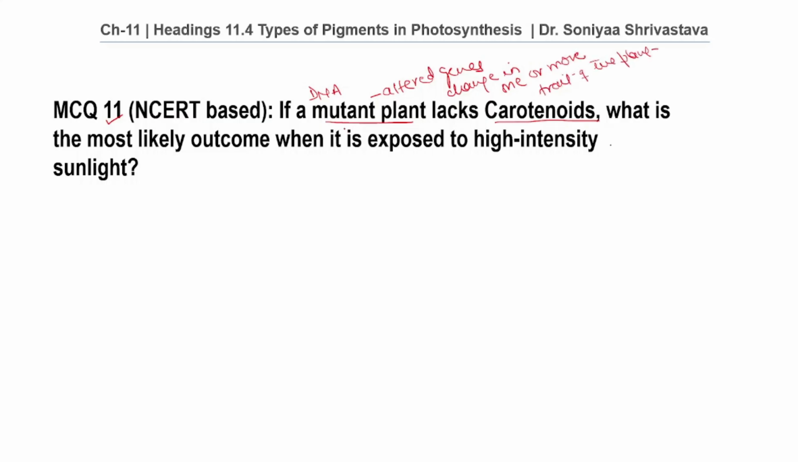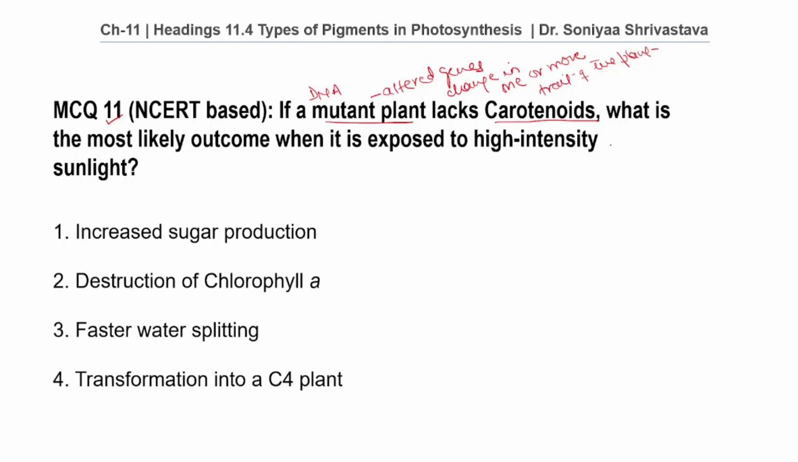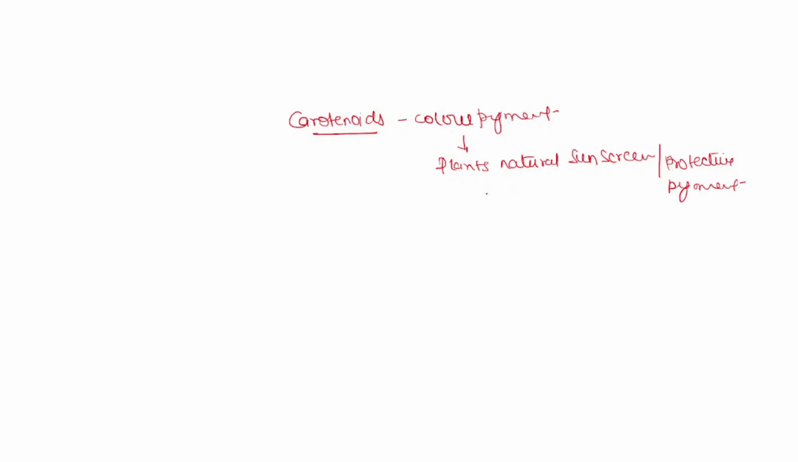In this case, it says if a mutant plant lacks carotenoids, that means due to mutation, plant has lost the ability to synthesize carotenoids. These are our options, but before that, let's see our concept. Students, carotenoids are not only the colored pigments but also a plant's natural sunscreen or protective pigment. During photosynthesis, excess light energy can damage the chlorophyll molecules.